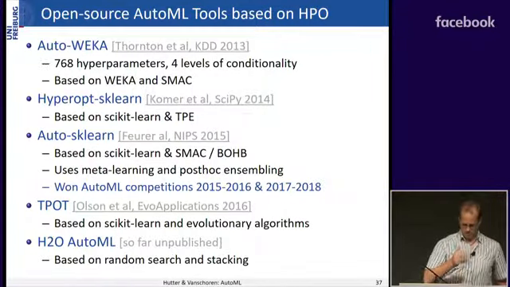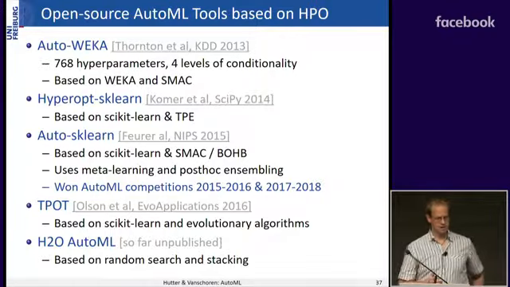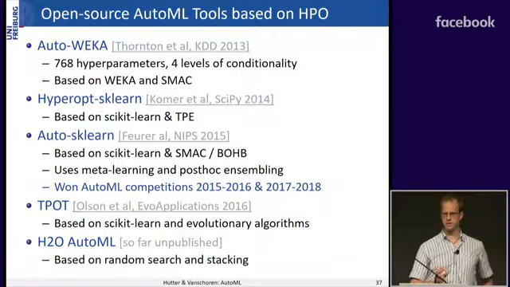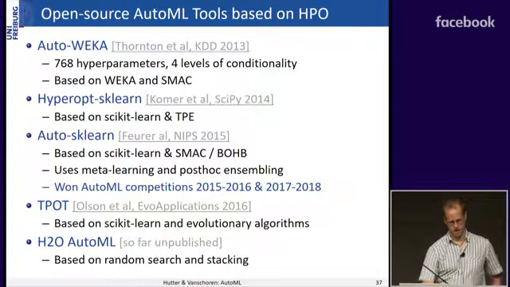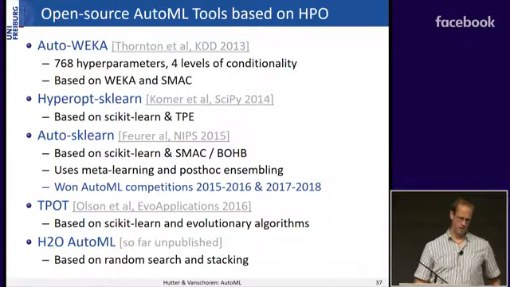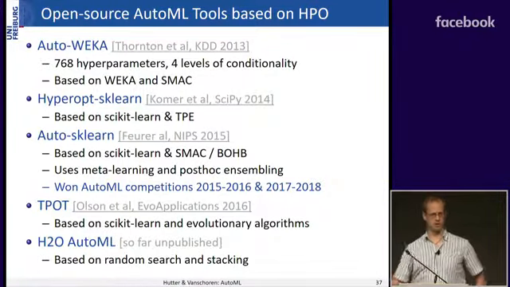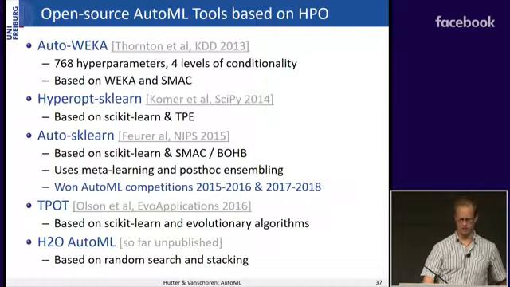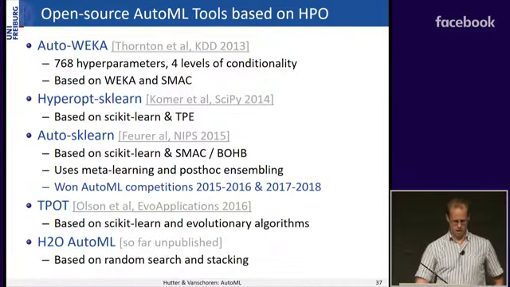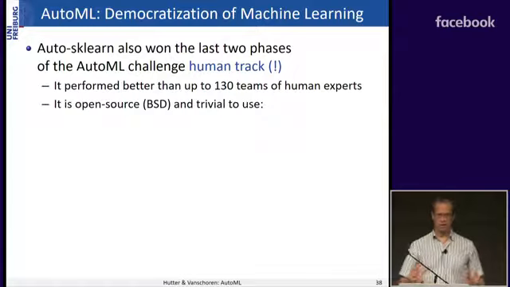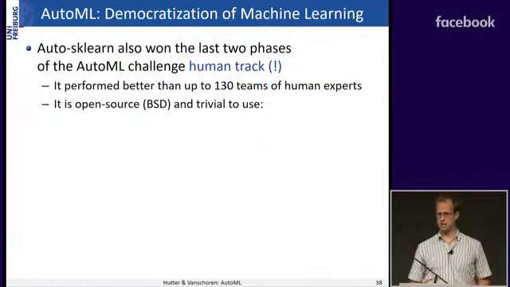There is TPOT, which is also based on scikit-learn and evolutionary algorithms, and it focuses more on pipeline construction. And finally, there's H2O AutoML, which is based mostly on random search, but also stacking and very efficient implementations. I would like to mention that AutoML can be viewed as a democratization of machine learning.